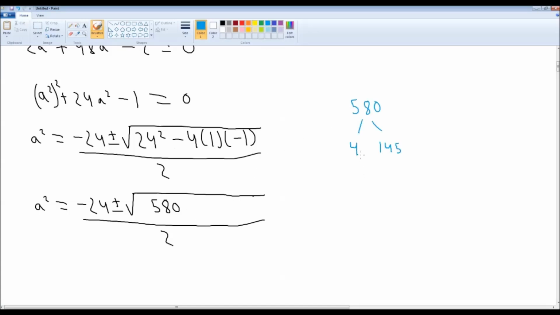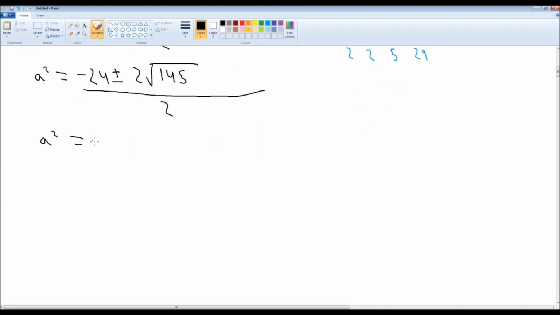Let's see. 580 is the same as 4 times 145. 4 is the same as 2 times 2. 145 is the same as 5 times 29. Since there's a pair of 2's in the prime factorization, we can pull out a 2. So square root of 580 becomes 2 times square root of 145. And we know 145 can't be simplified anymore because these are both prime and not equal to each other.